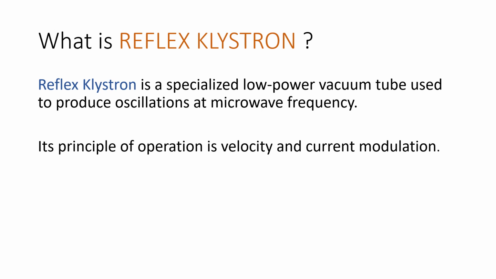Firstly, klystrons are basically specialized tubes used as amplifiers and oscillators at the microwave frequency range. Reflex klystron is a specialized low-power vacuum tube used to produce oscillations at microwave frequency. Reflex klystron basically works on the principle of velocity and current modulation.